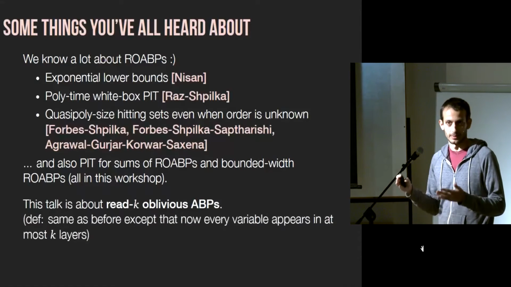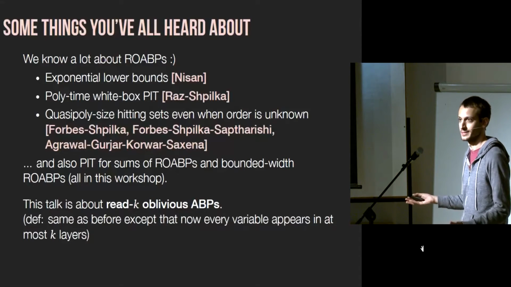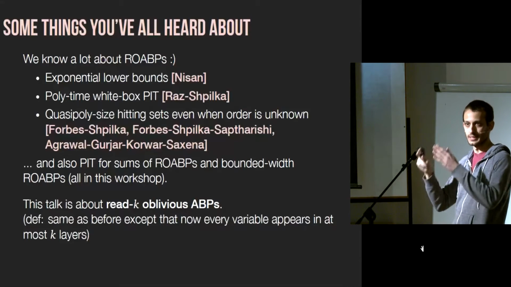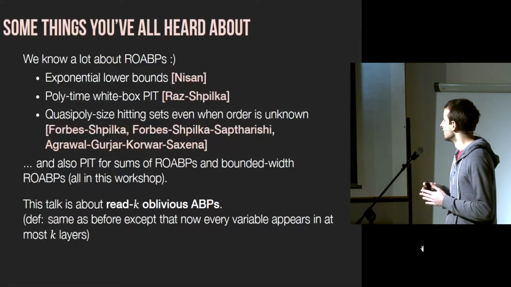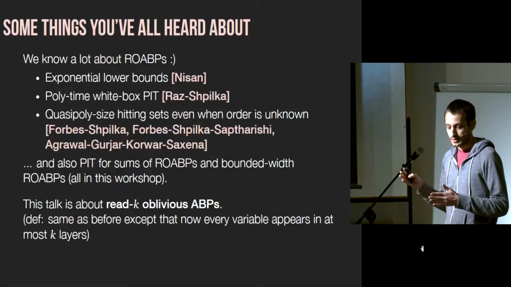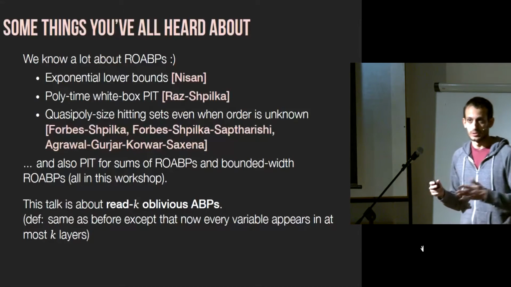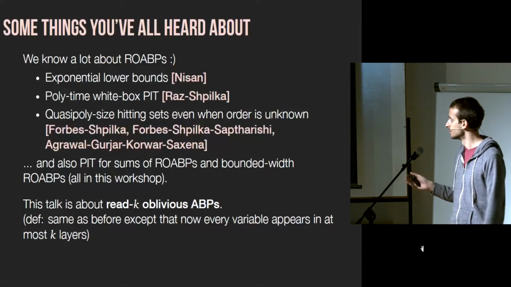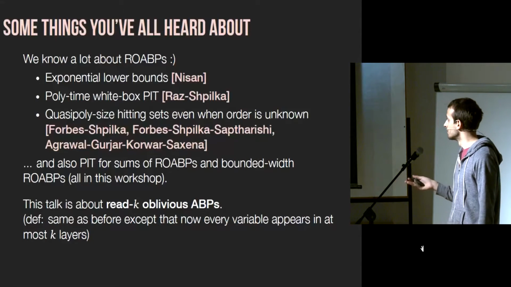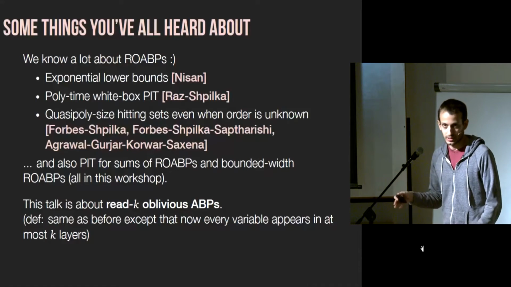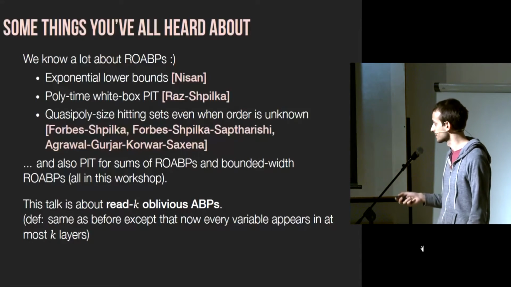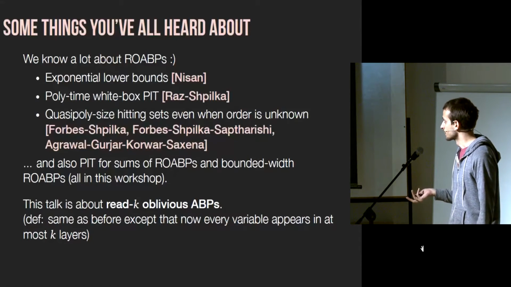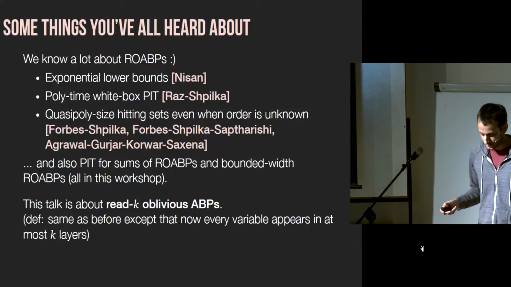Yeah, there is a definition, but I can assume you could guess the definition, right? So it's still oblivious. We still have that every layer contains one variable. But now every variable occurs in at most k different layers. And you can just assume it occurs in exactly k different layers. It doesn't really matter because you can add dummy layers. And that seems like a natural extension.